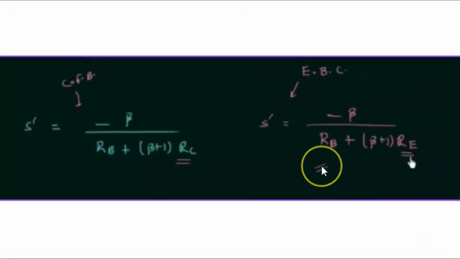और यही same चीज हमारी S prime में भी होती है. So you can see that in collector feedback biasing S prime is equal to minus beta by RB plus beta plus 1 times RC and in the case of emitter bias configuration you can see that it is minus beta by RB plus beta plus 1 times RE. So we have just replaced RE with RC.